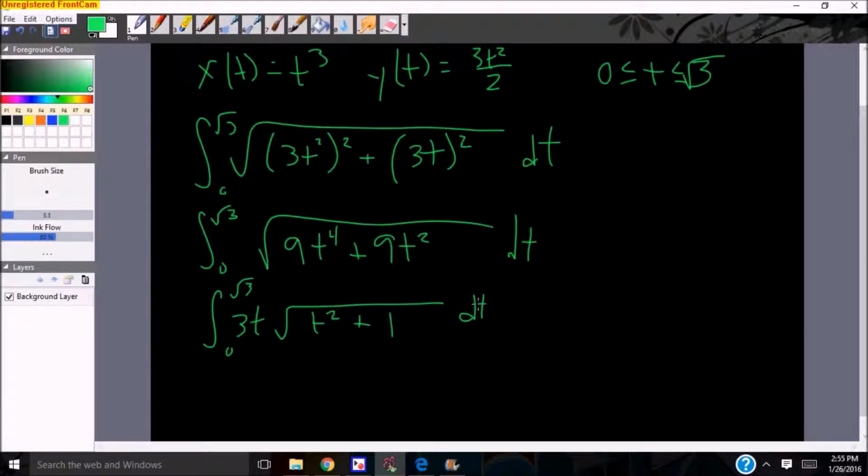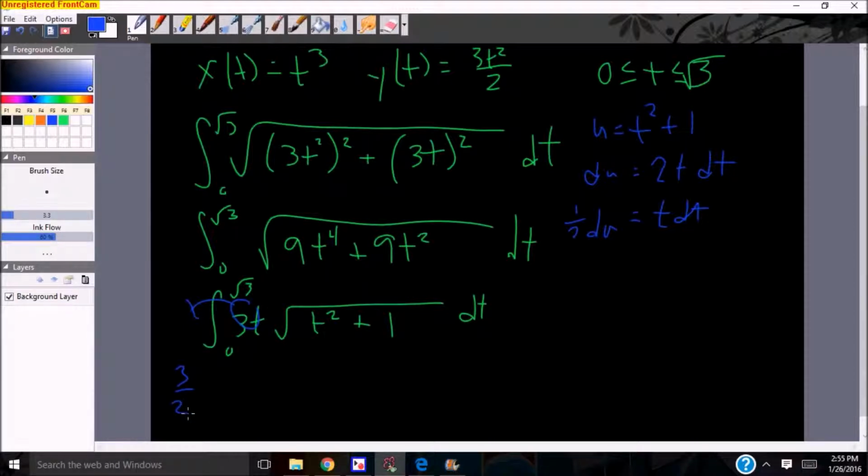And once we get to here, inside the square root we have a quadratic. Outside the square root we have a linear thing. This looks like something that we might be able to do a u substitution for. So over here to the side, I'm going to let my u be t squared plus 1. My du then will become 2t dt, which is very close to my 3t dt. I'm going to pretend like this 3 is already on the outside of that integral, and I'm going to say 1/2 du is t dt.